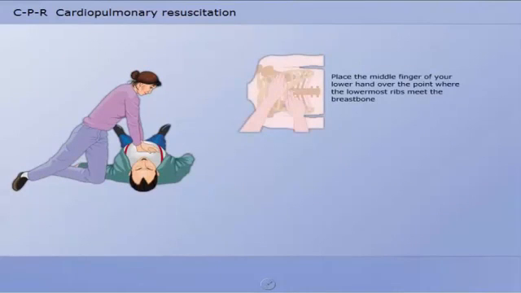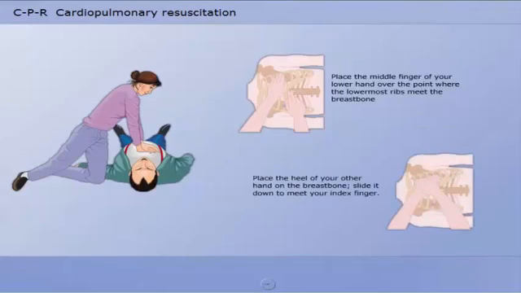Lean well over the casualty with your arms straight. Press down vertically on the breastbone and depress it by approximately 4 to 5 centimeters. Release the pressure without removing your hands. Compress the chest 30 times, aiming for about 100 compressions per minute.